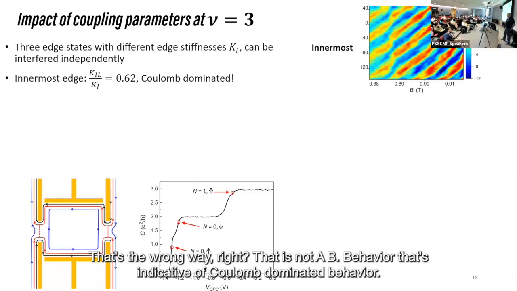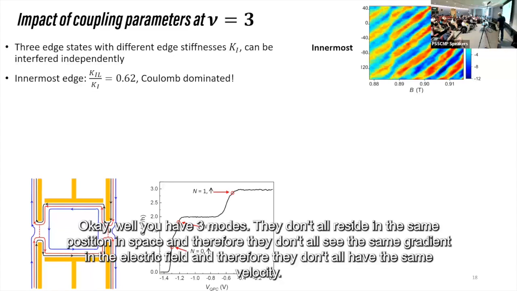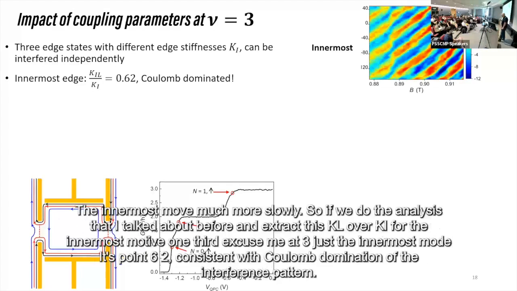Well, that's the wrong way, right? That is not AB behavior. That's indicative of Coulomb-dominated behavior. Okay, well, you have 3 modes. They don't all reside in the same position in space, and therefore they don't all see the same gradient in the electric field, and therefore they don't all have the same velocity. The inner modes move much more slowly.